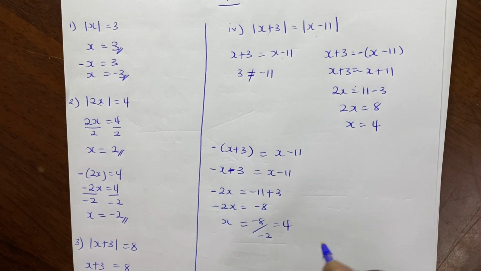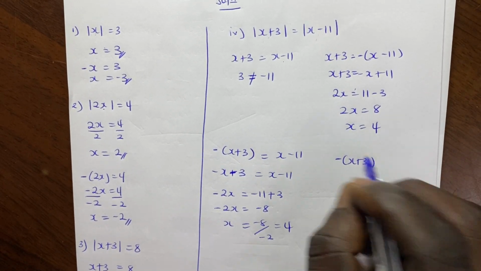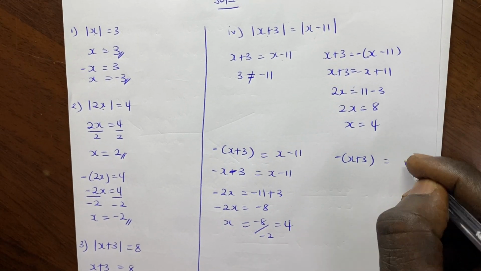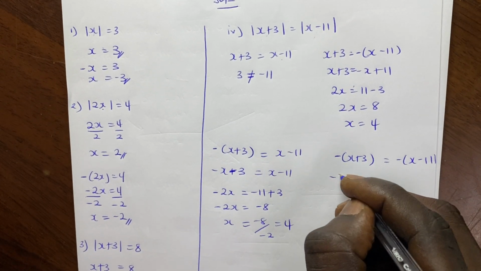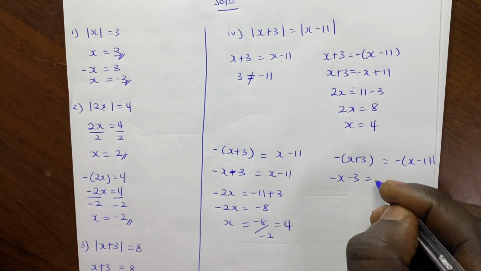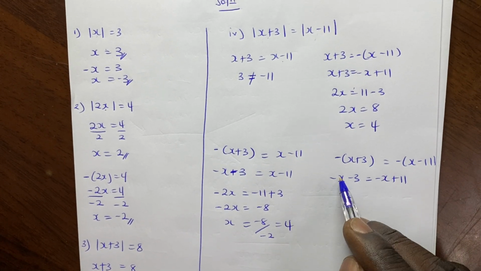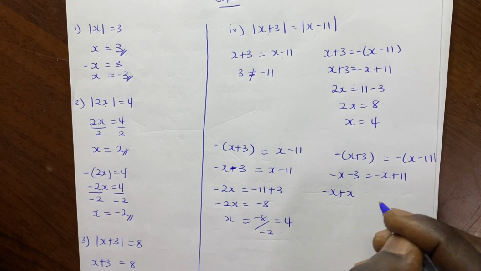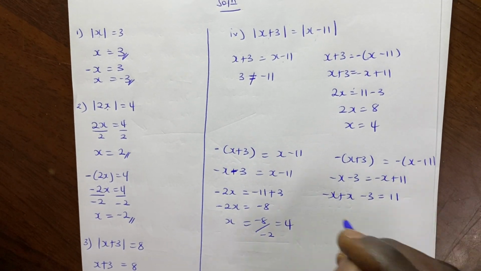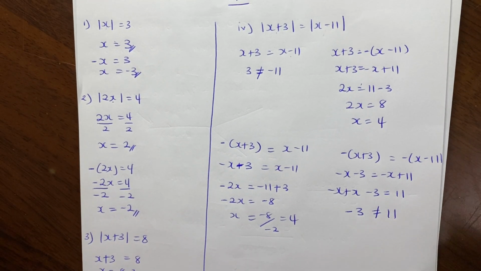And when we maintain the negative part of this, minus x plus 3, and we take a negative part of this, minus x minus 11, we are going to get minus x minus 3 is equal to minus x plus 11. There, when we send this here, we are going to get 0 because it's going to give us minus x plus x minus 3 is equal to 11. So we're going to get minus 3 is equal to 11, and this is not the case.